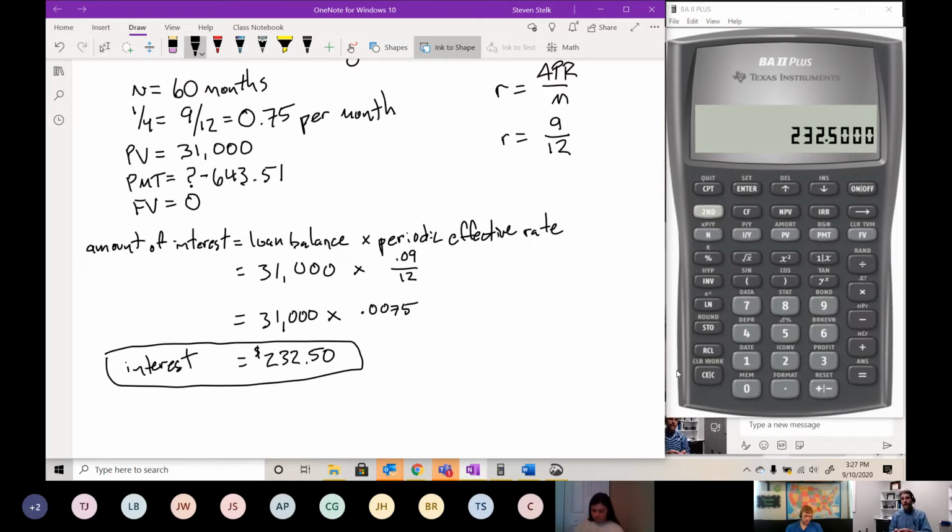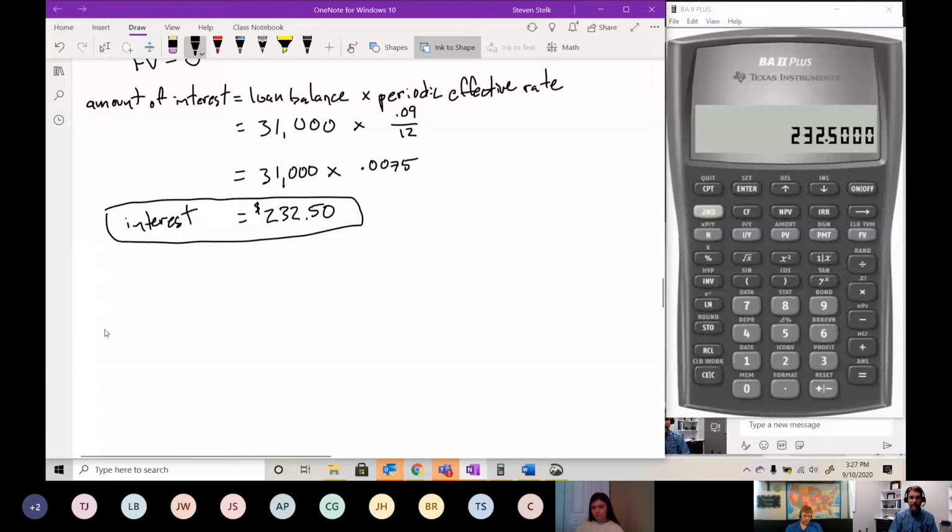That means that when we write that check, we give that check of $643.51 to the bank, $232.50 of it is just interest. It's just the money that the bank is collecting to compensate them for lending us the 31,000. It doesn't reduce the amount that we owe at all.